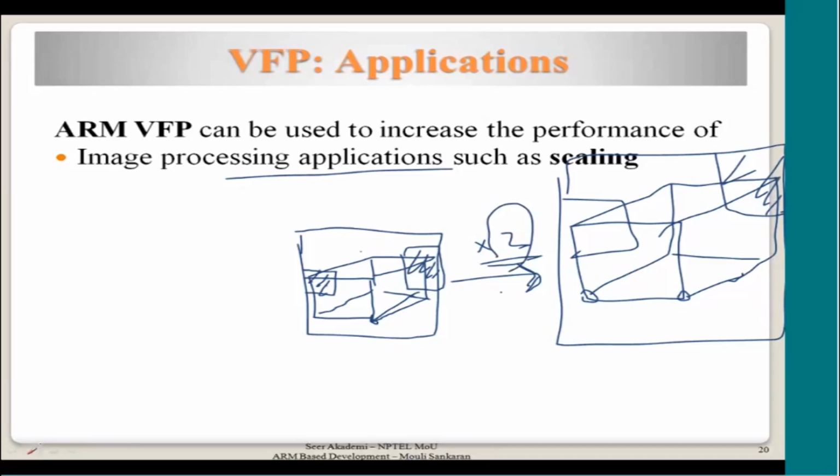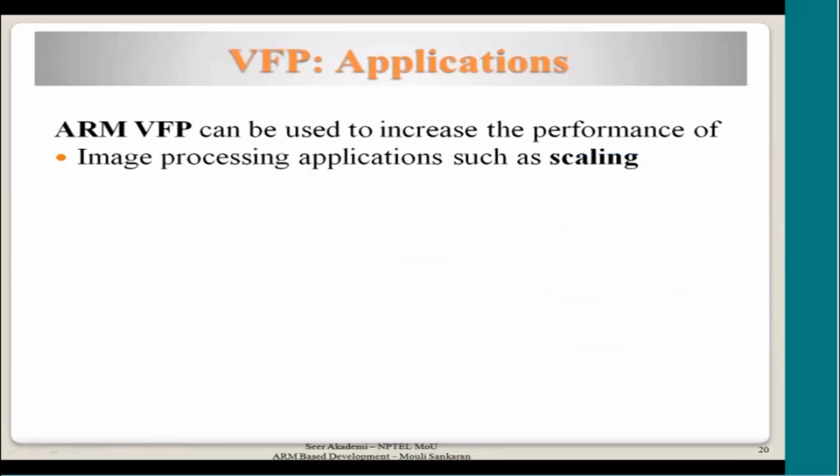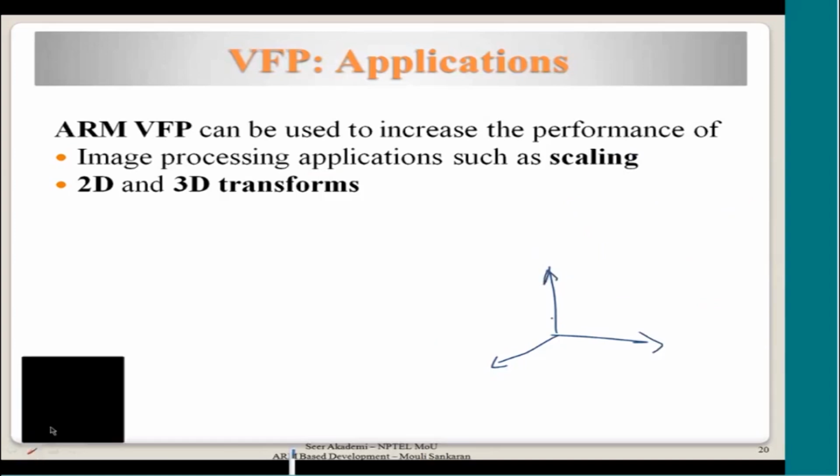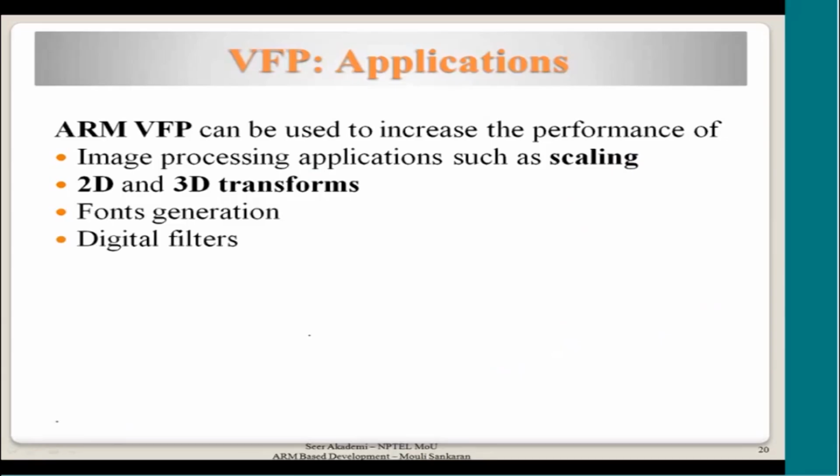Okay, so that's a correct fit for an operation. Now 2D to 3D transformation: suppose you want to transfer a 2D image to a 3D one, then you have to give it the depth perspective, or one more dimension has to be added. So these kinds of things, graphics or image processing, are good candidates for SIMD or floating point operations. And font generation, different kinds of fonts, maybe converting from one kind of font to another, can be done.